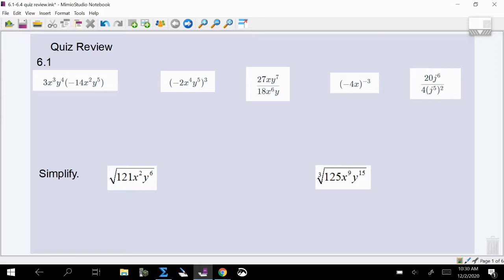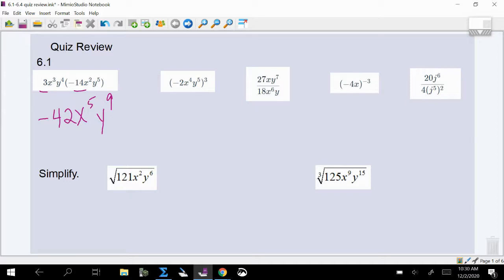So for the first one, you're going to multiply your numbers together first. You're going to take 3 times negative 14. And again, if you need a calculator, you can do that. So that's negative 42. And then with my variables, since the bases are being multiplied, we're going to add our exponents. So we get x to the 5th power and y to the 9th power. Your coefficients are treated just as any operation, and definitely use a calculator if you need to. Your variables, we use exponent rules.